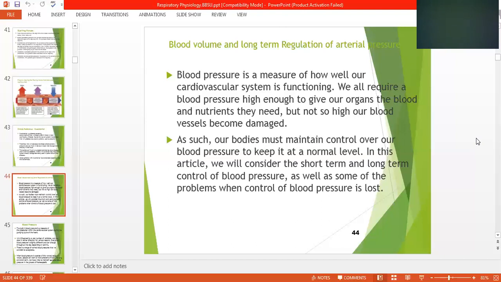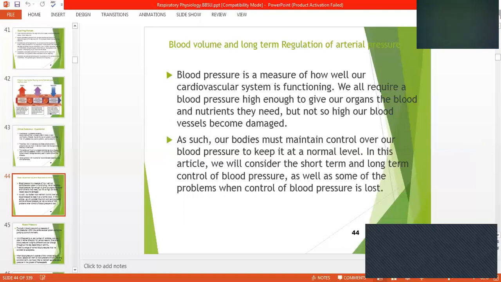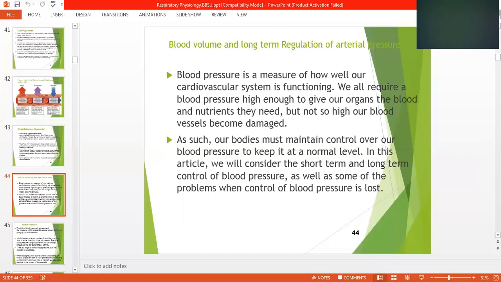We all require a blood pressure high enough to give our organs the blood and nutrients they need, but not so high that our vessels become damaged. As such, our bodies must maintain control over our blood pressure to keep it at a normal level. In this lecture, we will consider the short-term and long-term control of blood pressure, as well as some of the problems when control of the blood pressure is lost.